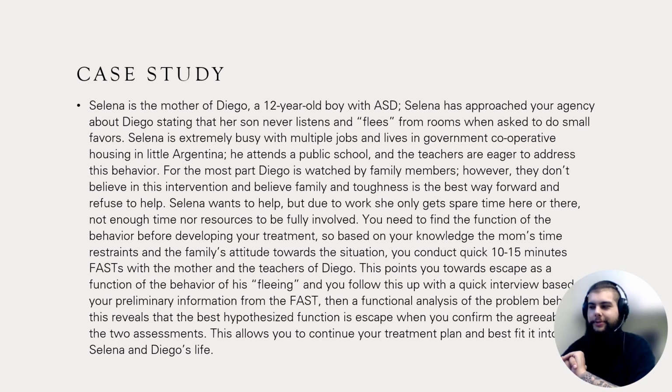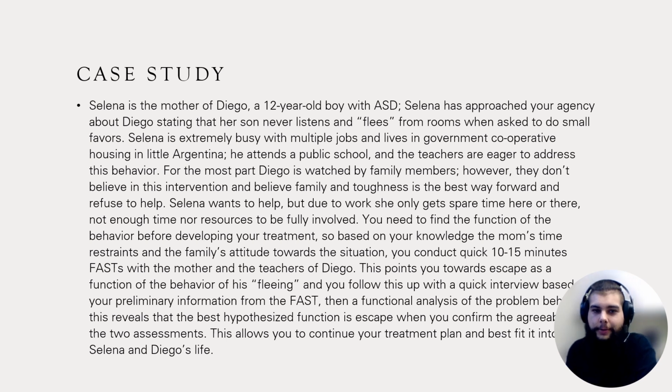So, based on your knowledge, the mom's time restraints, and the family attitude towards the situation, you conduct quick 10 to 15 minute interviews with the FAST, with the mother and the teachers of Diego. This points you towards escape as a possible function of this fleeing behavior, and you follow this up with a quick open-ended interview based on your preliminary information from the FAST. Then, a functional analysis of the problem behavior. This reveals that the best hypothesized function is escape when you confirm the agreeability between the two assessments. This allows you to continue your treatment plan and best fit it into Selena and Diego's life.